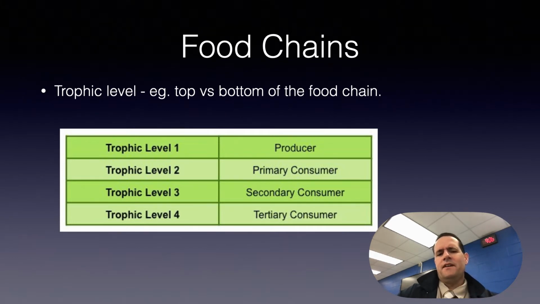So this chart clarifies how we label an organism's trophic level with its function in a food chain, okay? So we sometimes say the top of the food chain. That means like the hawk in that previous diagram, and the bottom of the food chain would be like the leaf, okay? So a trophic level number 1 would be a producer. Trophic level 2 would be a primary consumer like the caterpillar. Trophic level 3 would be the smaller bird, which is a secondary consumer. And then trophic level 4 would be the tertiary consumer, would be the hawk in this case.